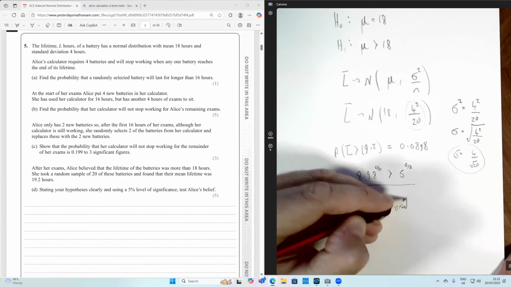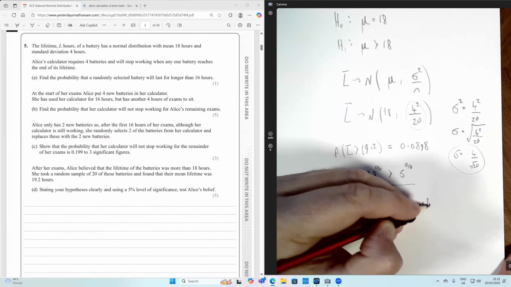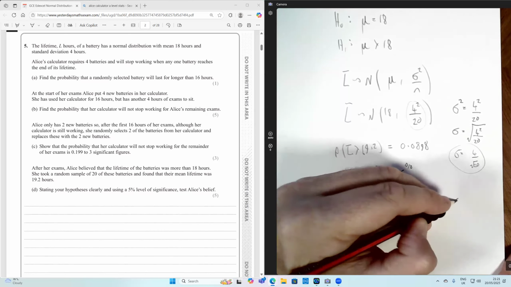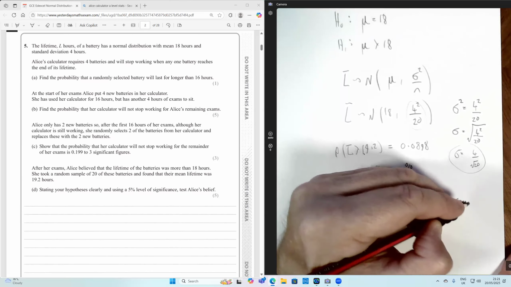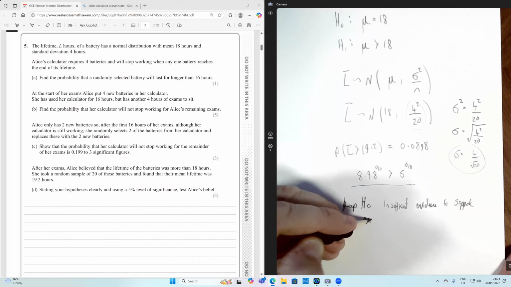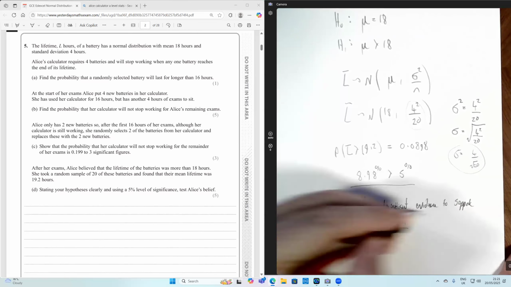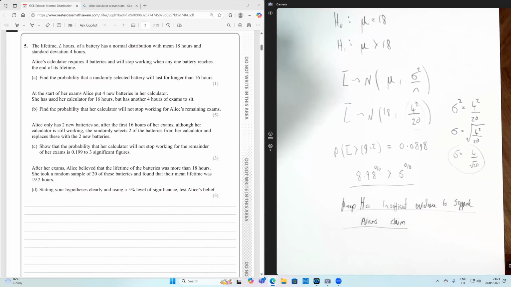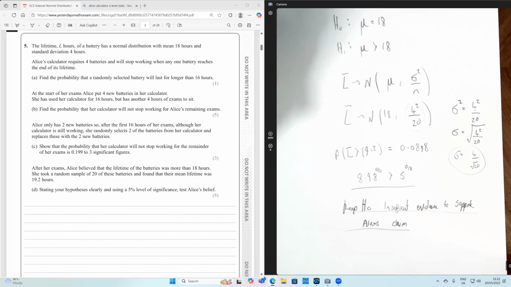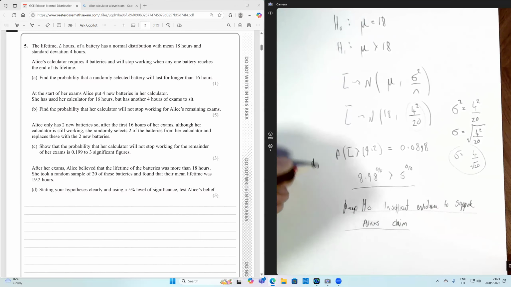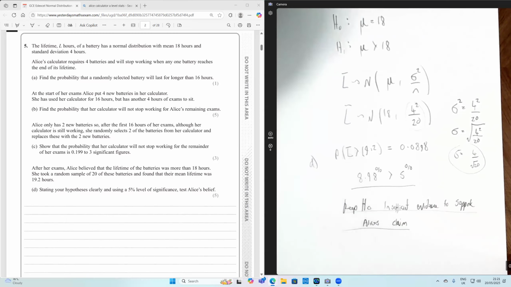Okay, so we're going to keep H0, and that means that we could say that there is insufficient evidence to support Alice's claim. Okay, so we're going to keep H0, and there is in fact insufficient evidence to support Alice's claim. And that is our 5 marks. So I hope that you found that helpful with those 14 marks.